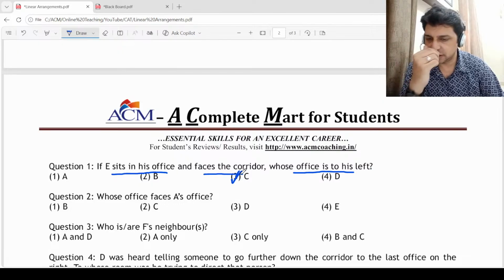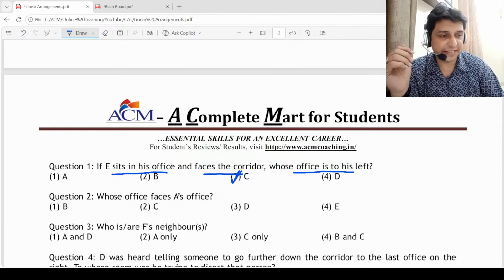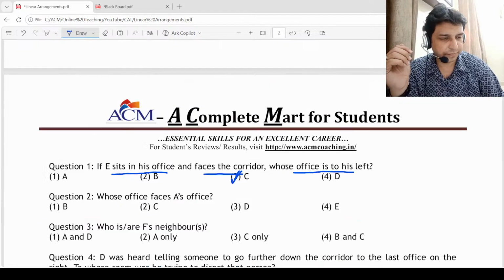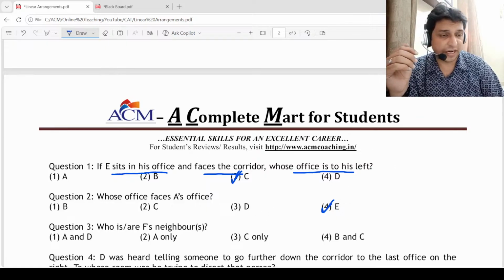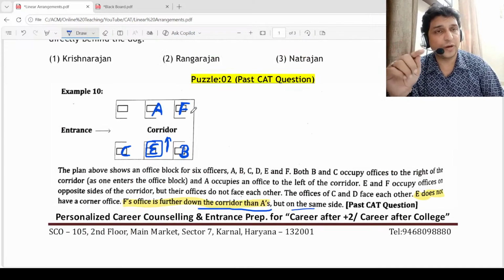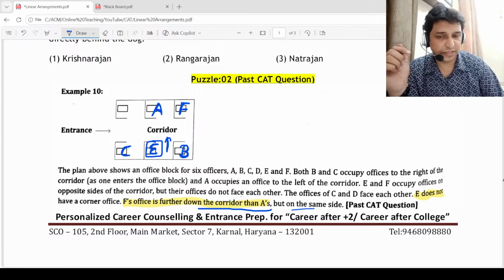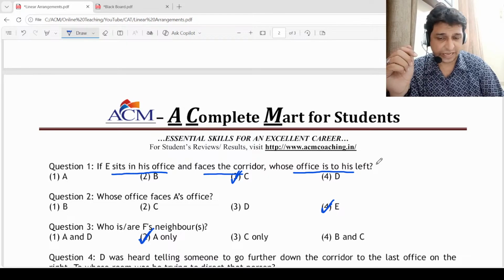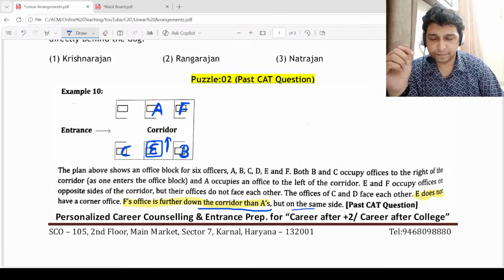Option number 3. Now, whose office faces A's office? That is E. So the answer is option number 4. Who is or are F's neighbors? Now, F has only one neighbor, that is A, towards his right. So F has only A.